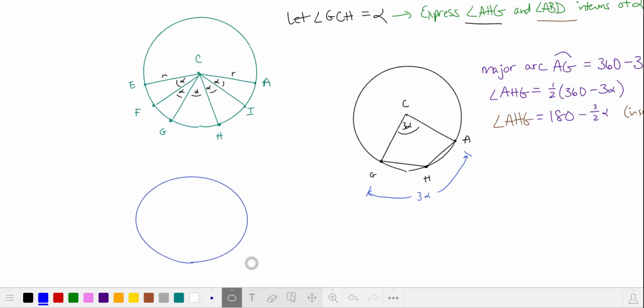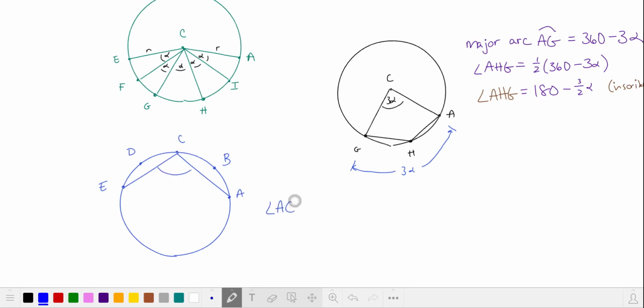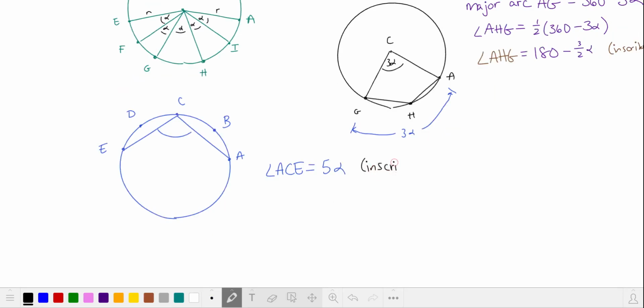Let's try to find angle ABD. I'll draw another circle that contains this point C. It also has A and E and the other points. This angle ACE is the same as up here between the radii to A and E. That's 5 alpha. Since this is also an inscribed angle for this circle, then we have this major arc from A to E is 10 alpha, and then the minor arc from ACE up top here is 360 minus that.